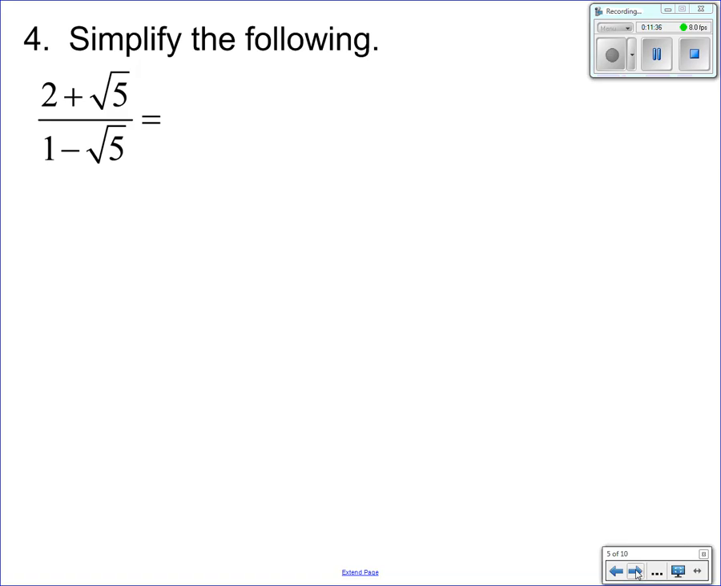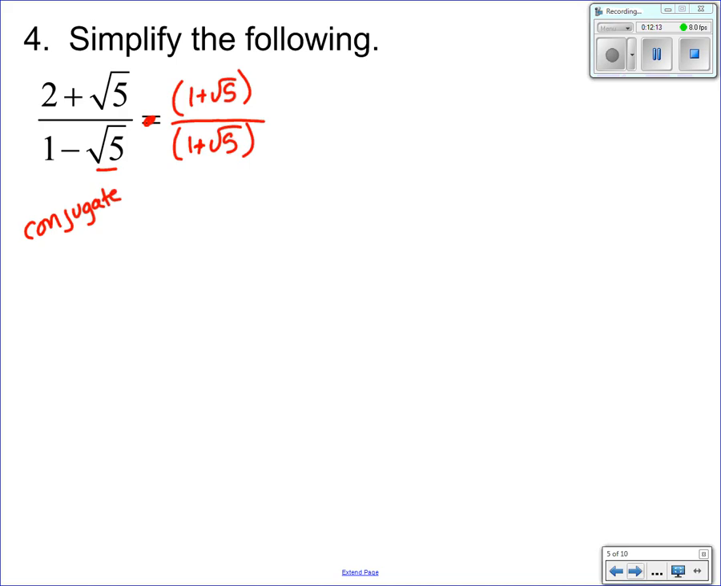Our last example. We need to simplify the following. Like I said before, you can't have any radicals in the bottom. So to get rid of this root 5 in the bottom, we need to multiply by, again, the conjugate. So if I multiply by 1 plus root 5 over 1 plus root 5, the conjugate of the bottom, same first term, same second term, just a plus sign in the middle, the opposite sign that I see there.